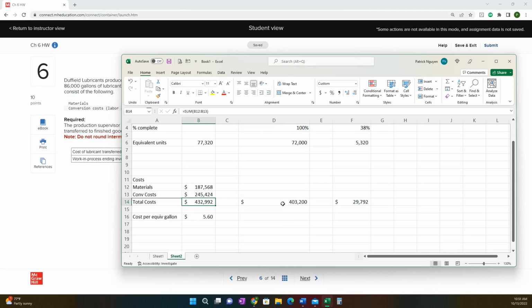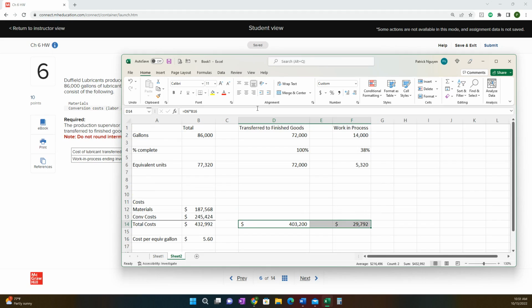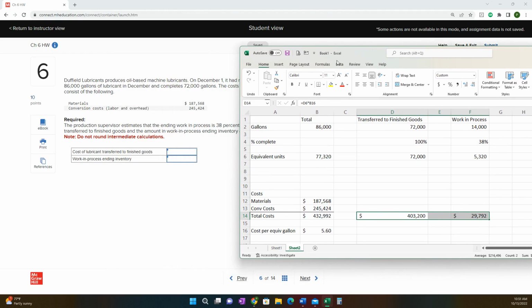And now we just plug the numbers into the question. The cost of lubricant transferred to finished goods is 403,200, and the work in process ending inventory is the 29,792. So that's question 6. It's more complicated than problems that we've had in the past, but as you can see, there's a logic to it. Questions 7 and 8 are in the same format, so I'll let you work those problems on your own.